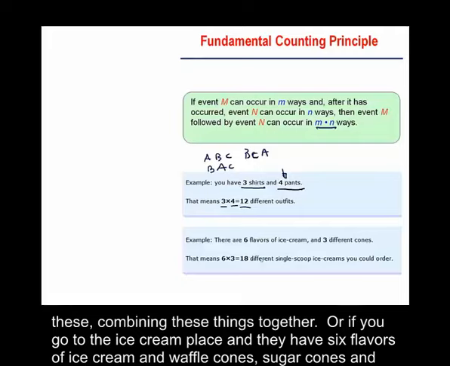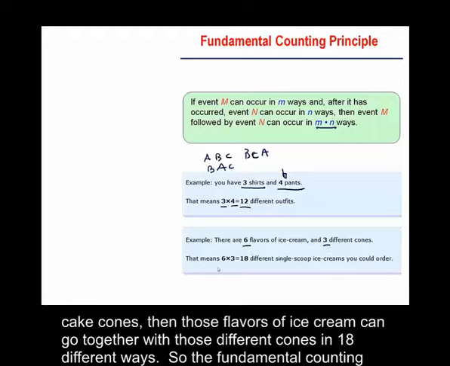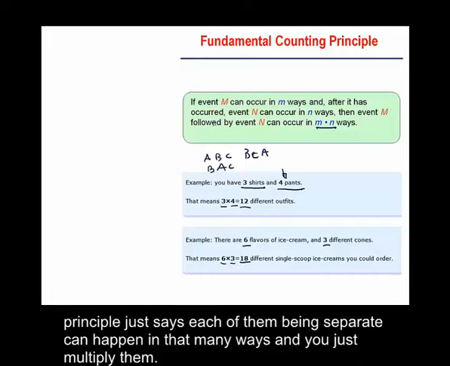Or if you go to the ice cream place and they have 6 flavors of ice cream and waffle cones, sugar cones, and cake cones, then those flavors of ice cream can go together with those different cones in 18 different ways. So the fundamental counting principle just says each event being separate can happen in that many ways, and you just multiply them.